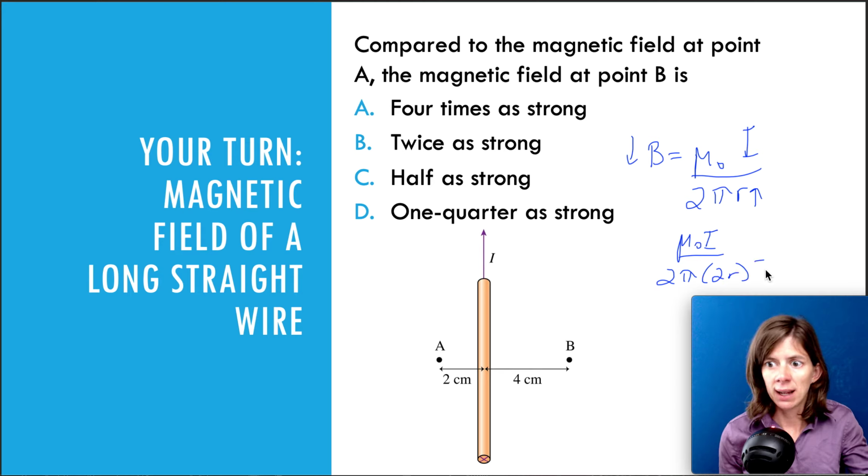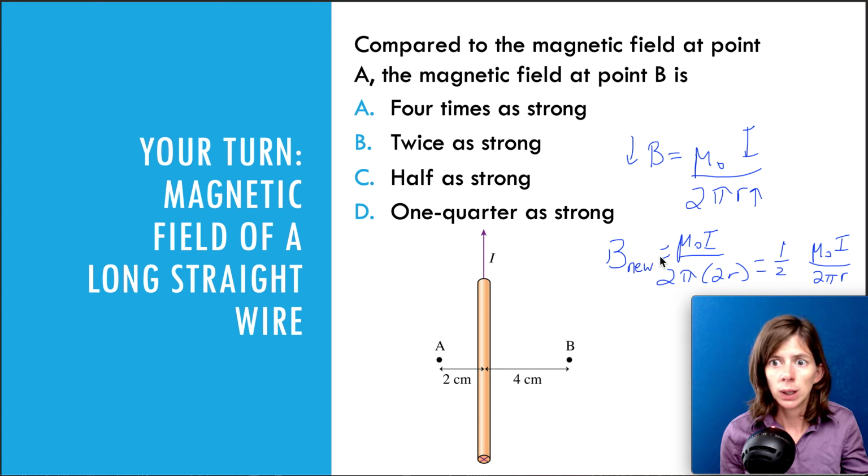and you can take that 2 in front here and then leave the rest of the equation intact, and you'll see that you have 1 half mu I over 2 pi r, which is half of the original field. So this would be the new field, which is half of the old. So the answer is half as strong, which is letter C.